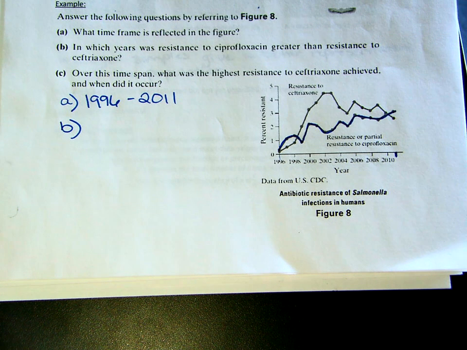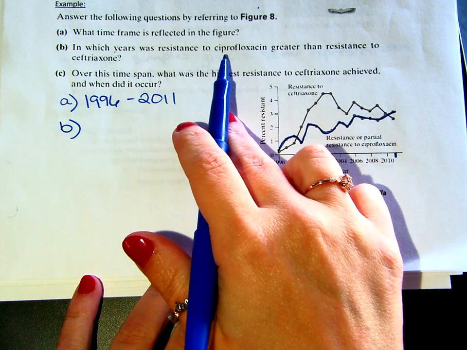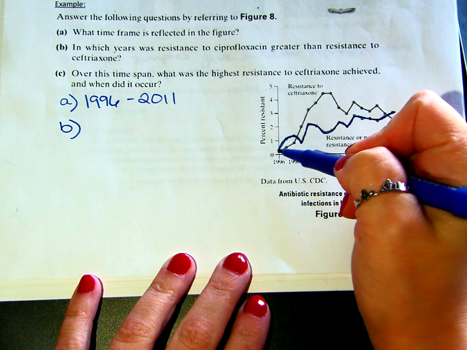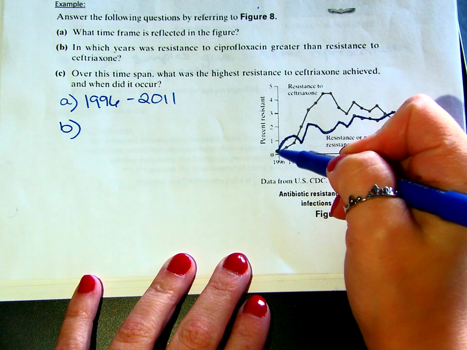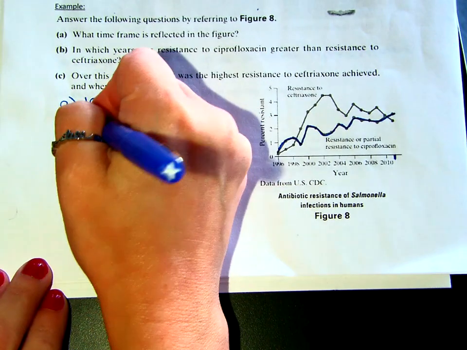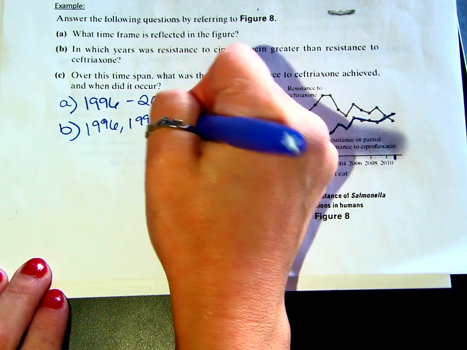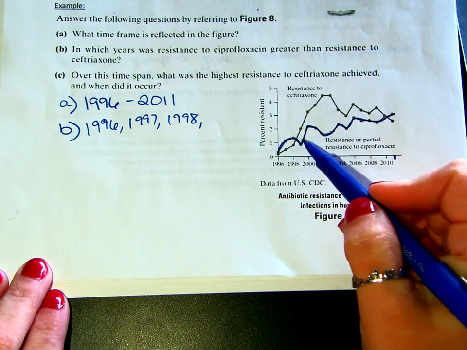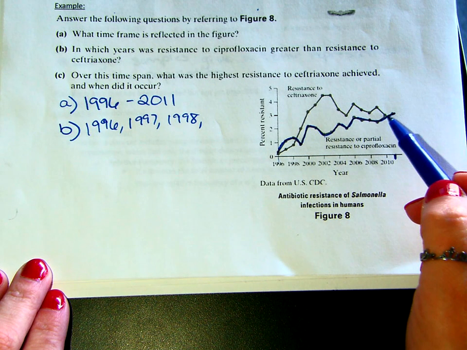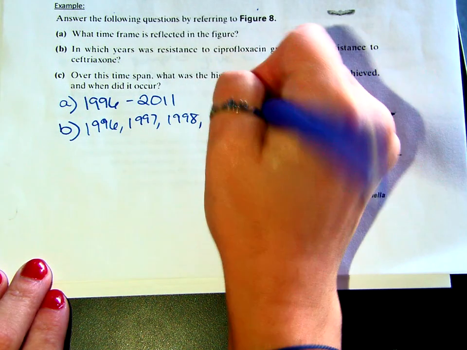Perfect. So the way that you read a graph is if it says when is CIP greater than, that means when is it going to be higher than. And so if we look at the blue, it's over the black line here at 96, 97, and 98, just like you said. 1996, 1997, 1998. And then if we look after that, we start staying below the black line, up until right here again. Right here at 2011. So that's how we're going to read this information.